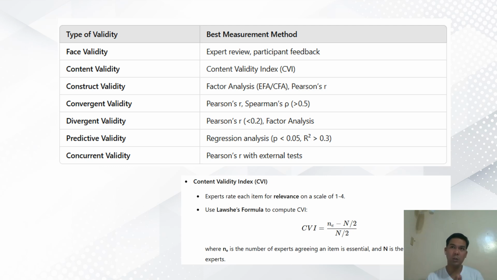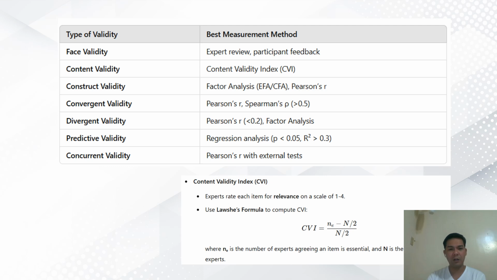So to look into how we are going to compute that, what we usually use most commonly is the face validity and the content validity. So for face validity, the best measurement would be expert review and participant feedback on how you are going to improve your instrument. For content validity, you can use the content validity index, where I show here the formula for computing the CVI, using Lawshe's formula.